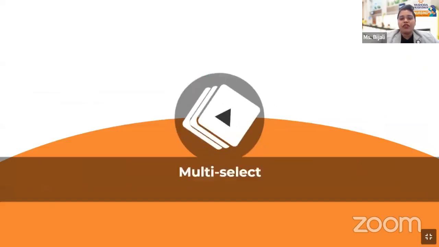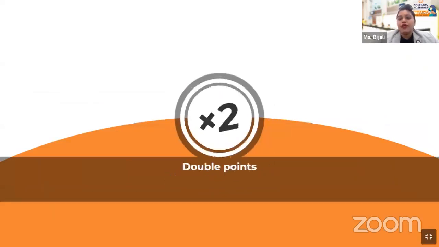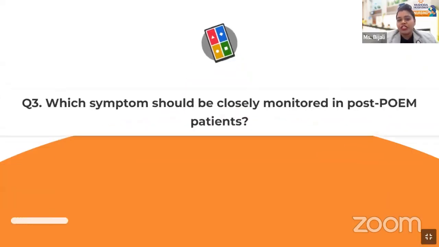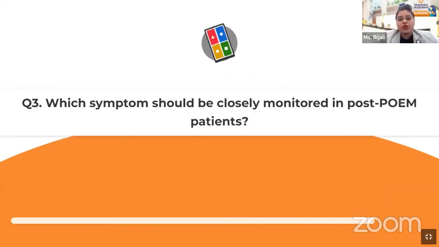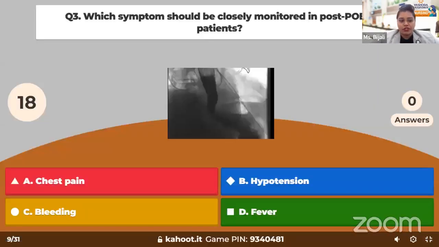So here we are having the quiz. So you have to do a multi-select. We have double points for that, so that you can win the game. So which symptoms should be closely monitored in post-POEM patients? So here we are going with 4 options. First is chest pain, next is hypertension, next is bleeding, and next is fever. So you have only 9 seconds left. Faster fingers win the race.